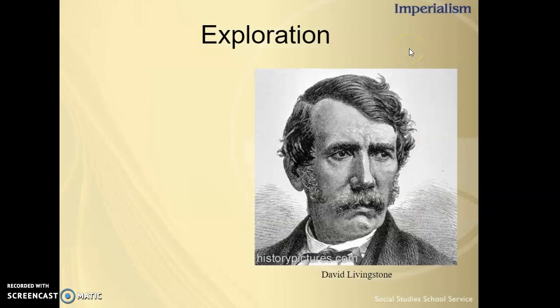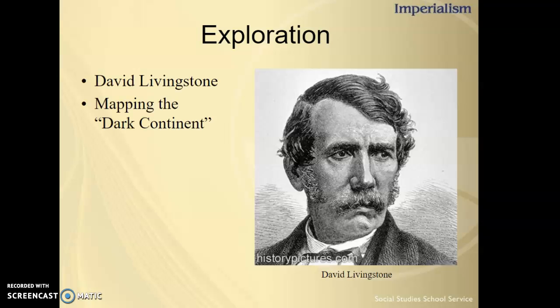We also talked, in an introduction to the new imperialism, about a man known in history as David Livingstone. He was from Scotland. He was a missionary doctor. He goes to Africa, explores parts of it, gets mauled by a lion and survives, and develops malaria. But through his travels into Africa, he maps it.